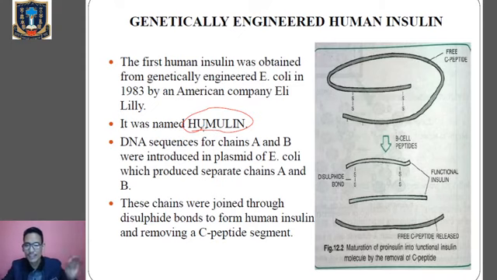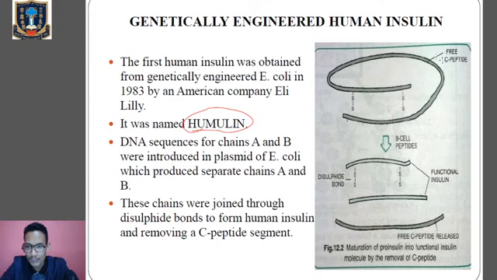So chain A and chain B will be formed separately, and afterwards, after the formation of polypeptide chain A and polypeptide chain B, they were joined together with the help of disulfide bonds. Clear? So these chains were joined through the disulfide bond to form the human insulin, removing a C peptide segment. So by this way, the first human insulin, Humulin, was obtained by genetic engineering by an American company, Eli Lilly. So let's go to the diagram.